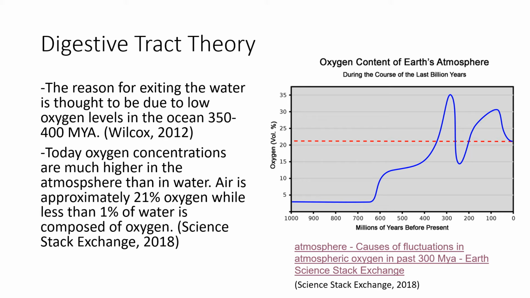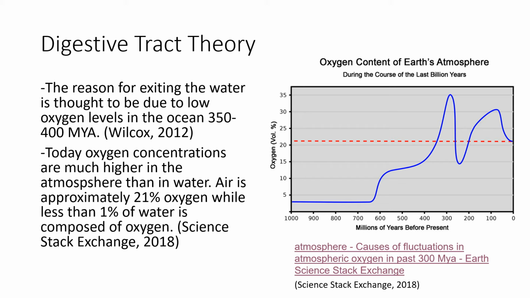Today, oxygen concentrations are much higher in the atmosphere than the water. Air is approximately 21% oxygen, while less than 1% of water is composed of oxygen. So you can imagine that back then, things would have been somewhat similar, even though oxygen concentrations in the atmosphere changed over time. We would assume the same difference between the air and the water.